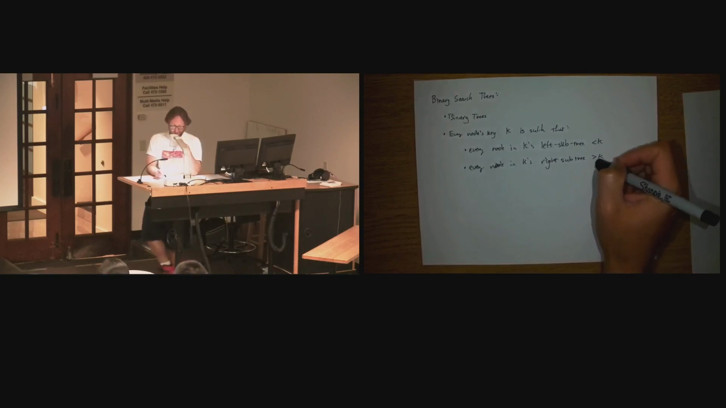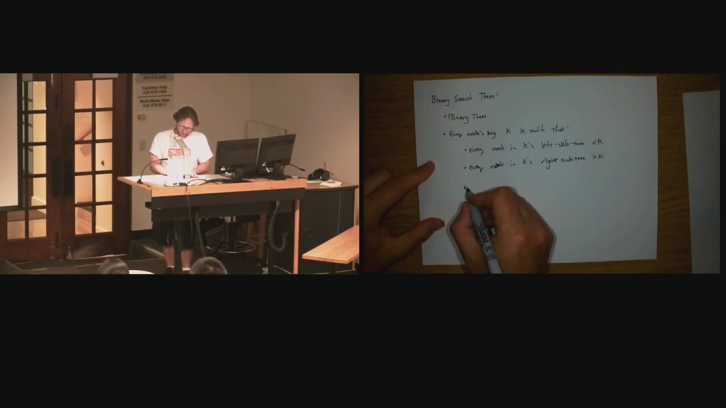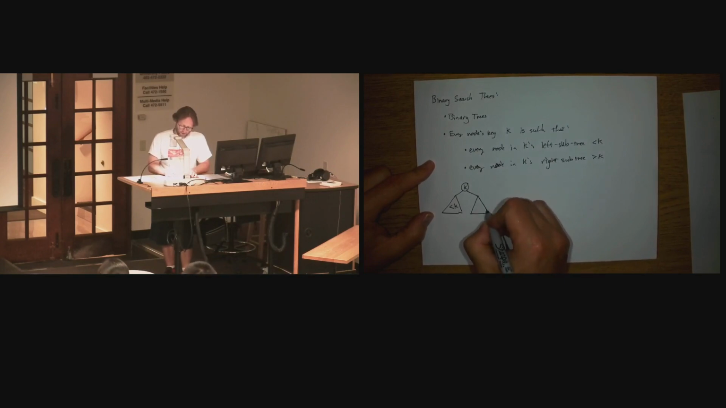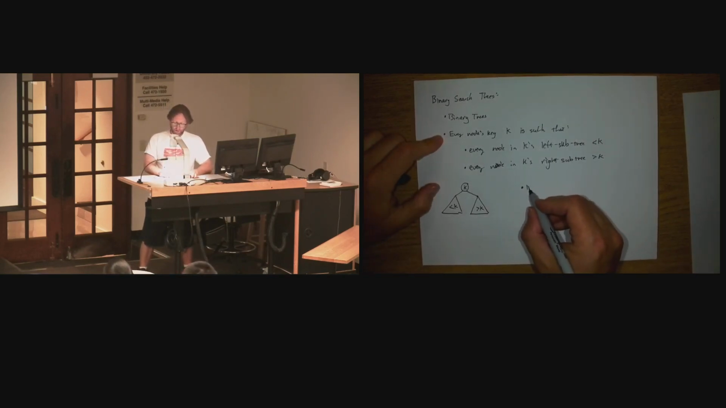All right, so again, visually, what it looks like is there's a key K, and everything over here in this left subtree is less than K. Everything over here in this right subtree is greater than K. And that enables you to do basic search, insertion, retrieval, and deletion.